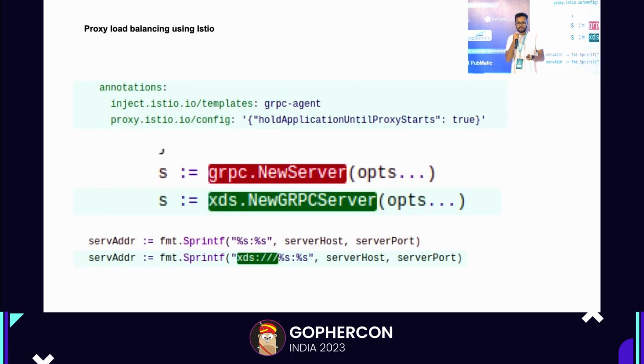So instead, if you have Istio configured in your cluster, there are three parts in this image. The first part is the annotations. In the manifest of your gRPC clients or server, you can use these annotations. And you can start your server using the second image. Instead of doing grpc.NewServer, you can use xds.NewGRPCServer. And when the client tries to connect to the server, you can use the xDS protocol.